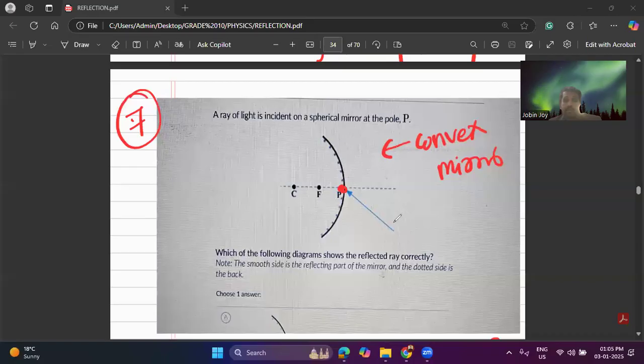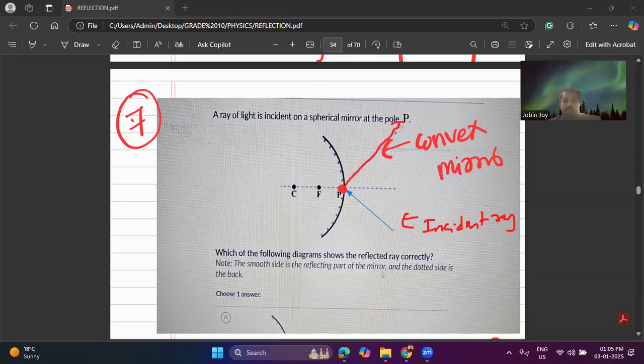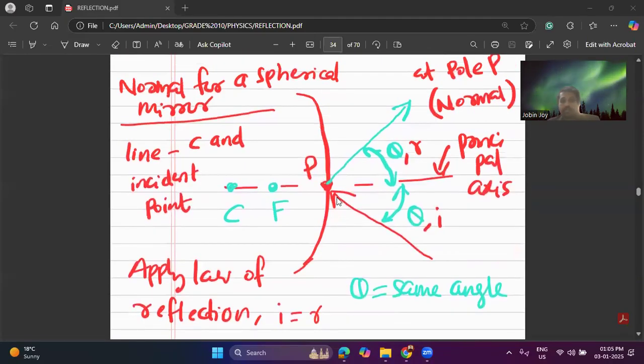Okay. So here, this is the incident ray. The ray of light is incident on a spherical mirror at the pole P. We know that it will be reflected like this, and angle of incidence will be equal to what? Angle of reflection. So the reflected ray will be like this. Okay, so this is the answer.